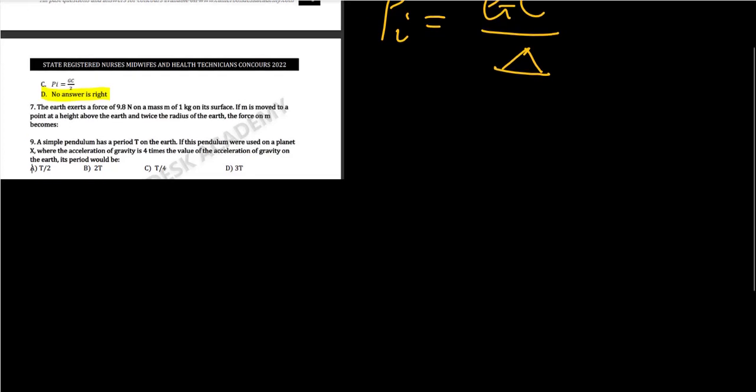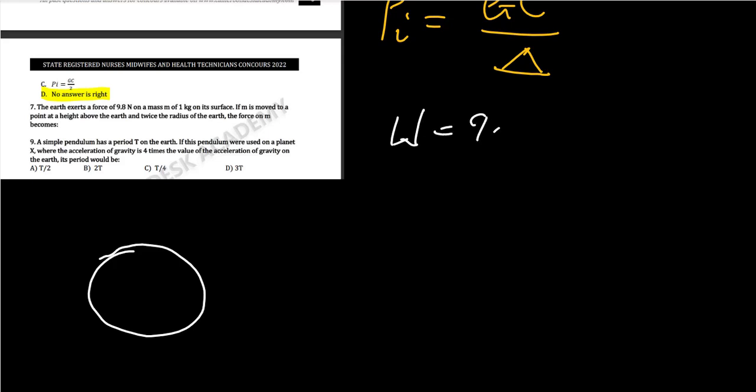Question number 7. If the Earth exerts a force of 9.8 Newton on the mass of 1 kilogram on its surface, it is moved to a point at a height above the Earth equal to twice the radius of the Earth. The force on M is, so this is the Earth. So we have the Earth, and at the surface, the weight at the surface is given by 9.8 Newton. So I'll call that W naught.